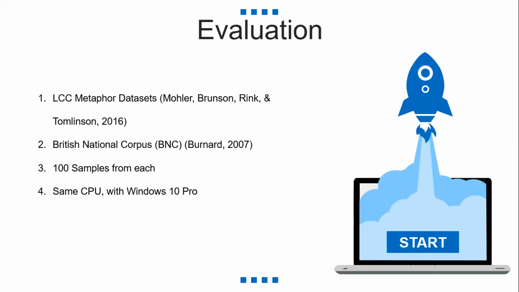So for the evaluation of the steps, I would have chosen 2 data sets, 2 corpus. One specific to metaphors, so to prevent any biases in deciding whether a phrase or a sentence was a metaphor or not, I would have used this corpus, and the B and C for the literals. And I would have taken 100 samples from each, and I would have run both systems on the same CPU with Windows 10 Pro.